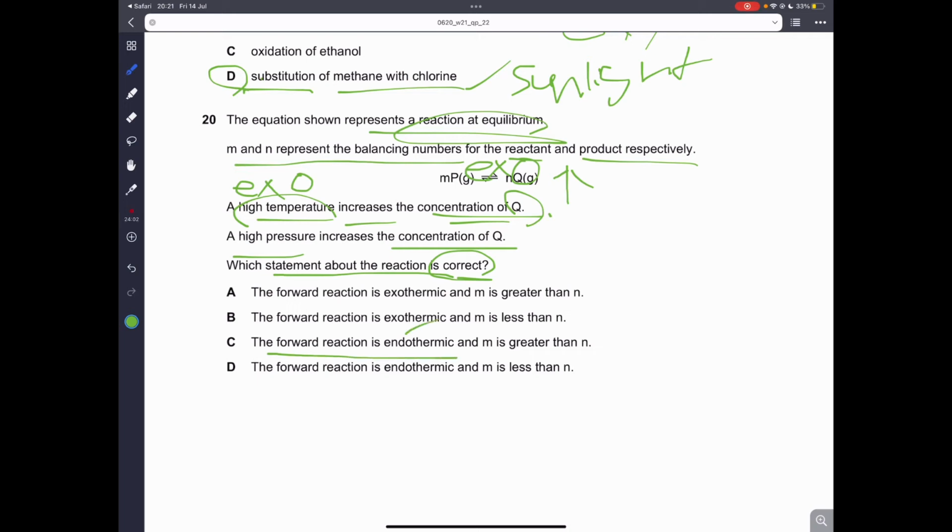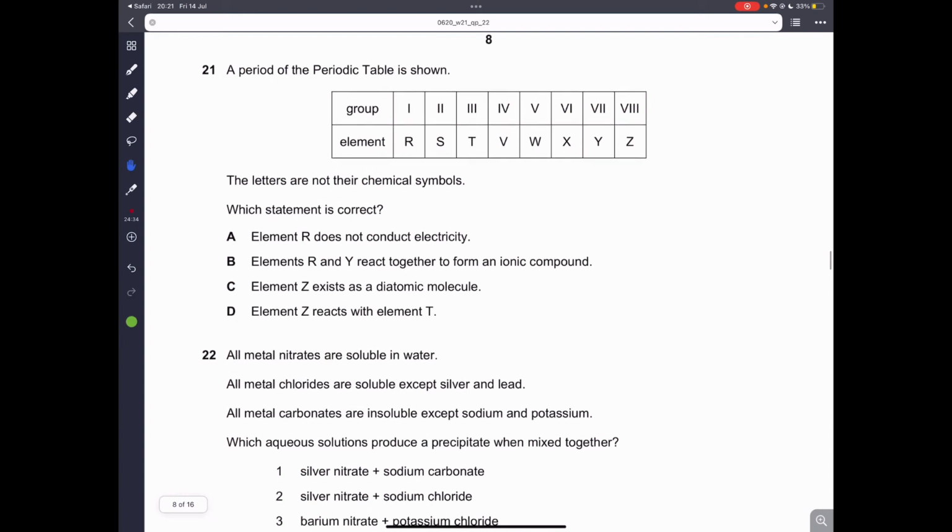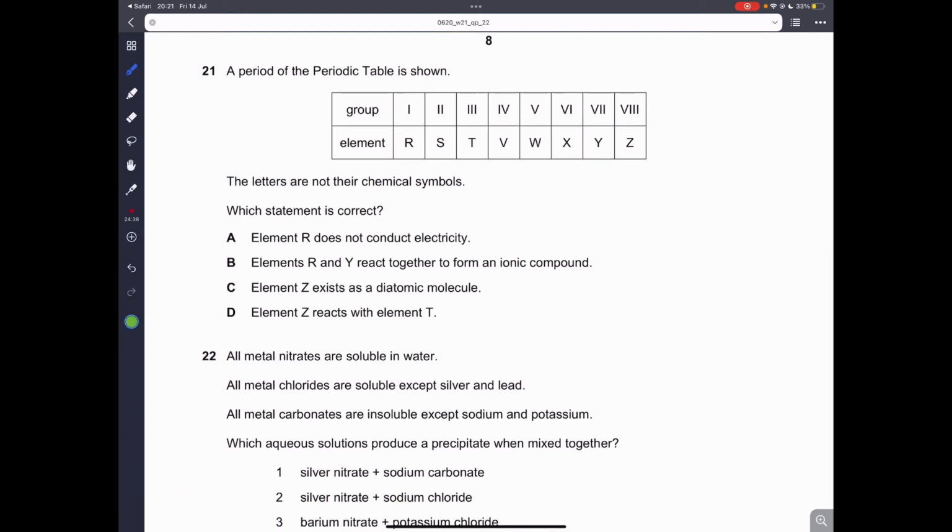Okay, let's look at the second statement. A high pressure increases the concentration of Q. Remember, if you increase the pressure, it's going to go from a higher number of moles to a lower number of moles. So in this case, if Q is increased due to high pressure, then M is definitely greater than N. So C is the correct answer. Question 21, a period of the periodic table is shown. Okay. Which statement is correct?